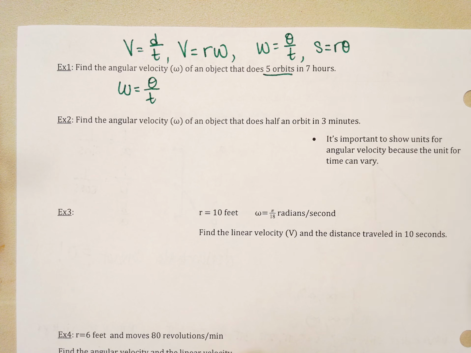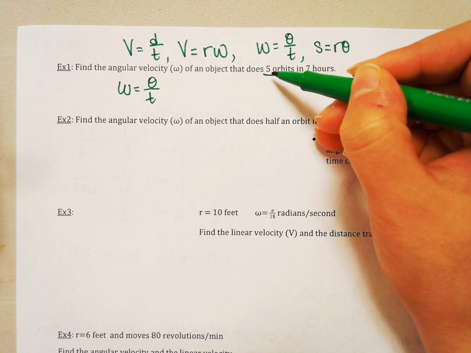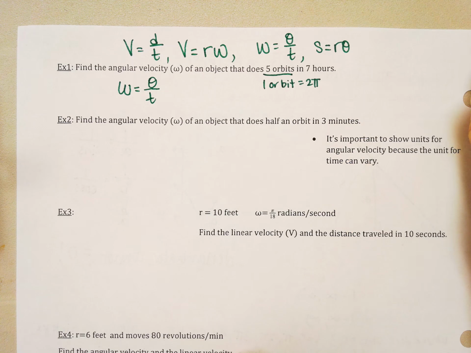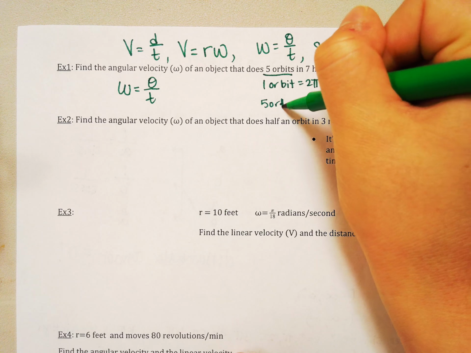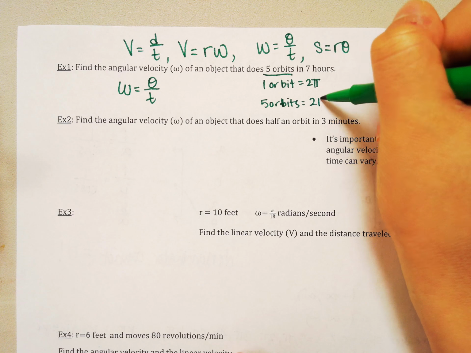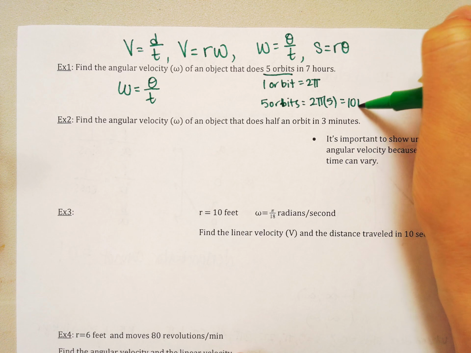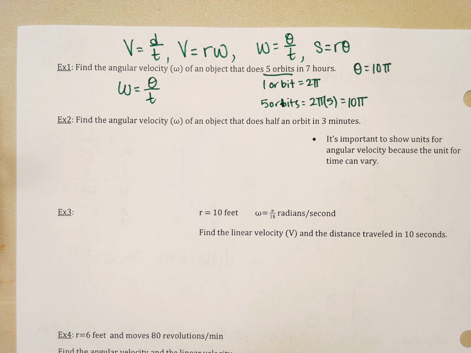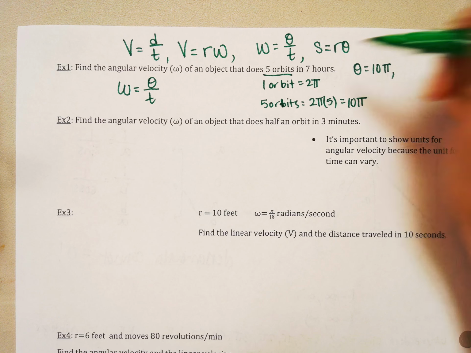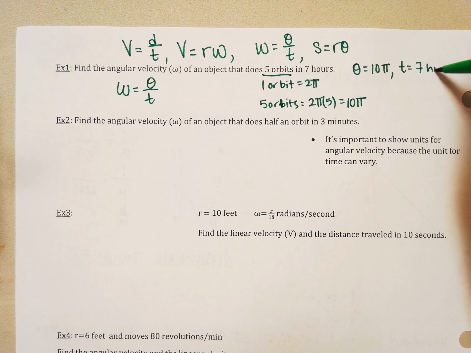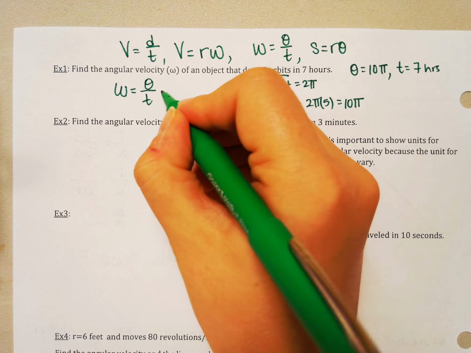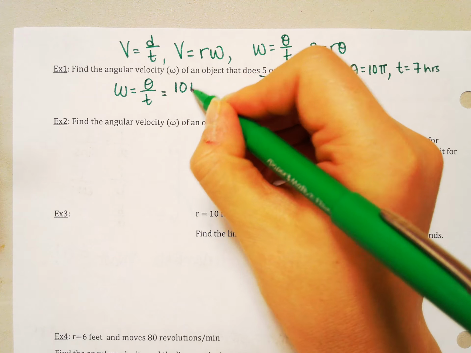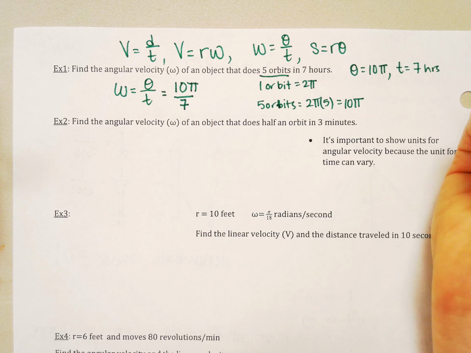So 5 orbits. An orbit is all the way around a circle, so one orbit is really 2 pi. That means 5 orbits is 2 pi times 5, or 10 pi. That's going to be my theta, 10 pi, because that's my change in angle. And my t value is this 7 hours. So if I replace that in my formula, I'd have 10 pi over 7, and this would be for my units.